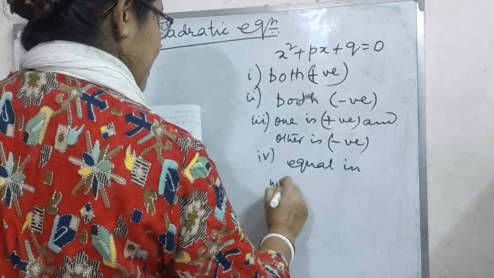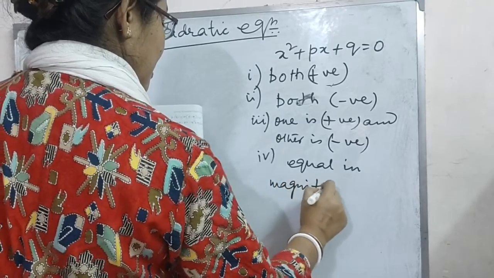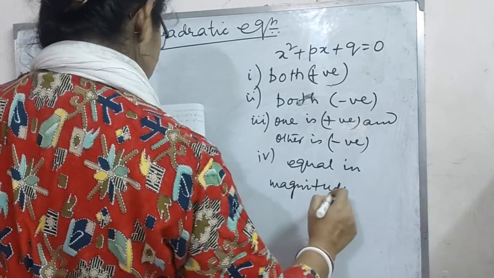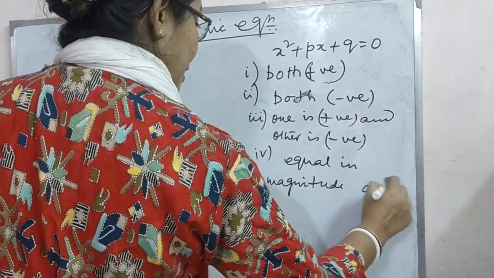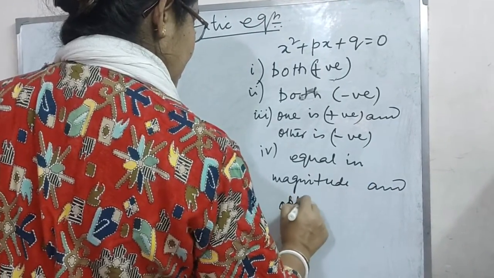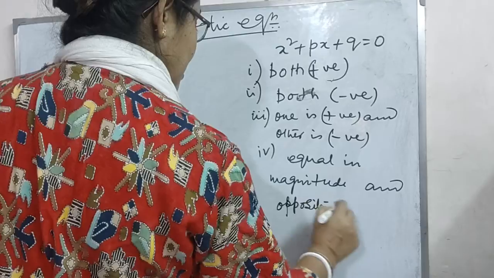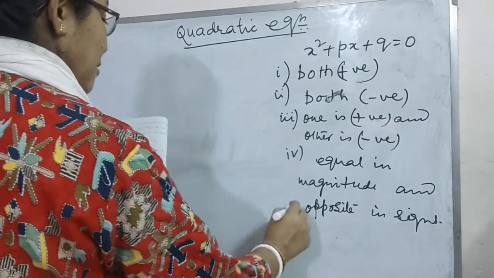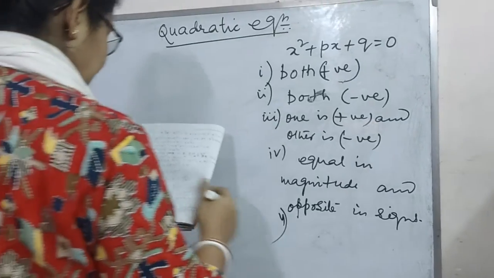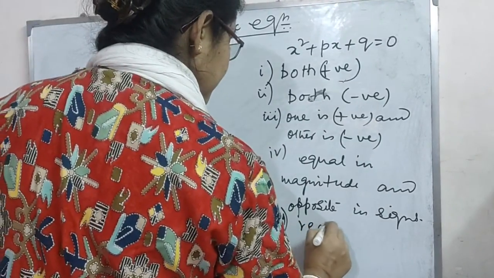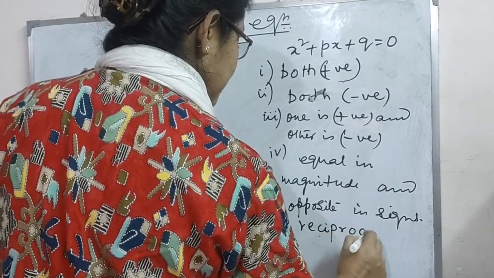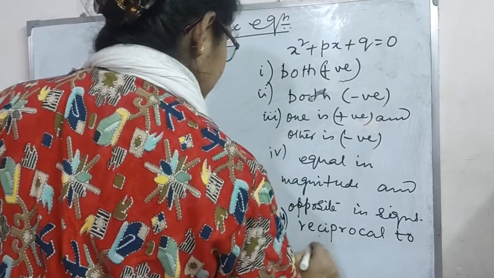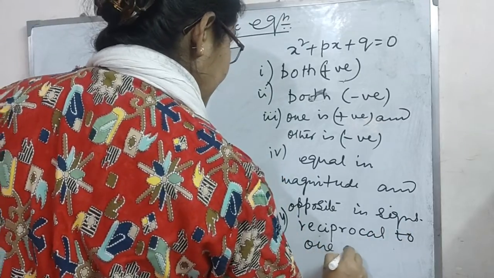Fourth, equal in magnitude and opposite in sign. And condition 5 is reciprocal to one another.